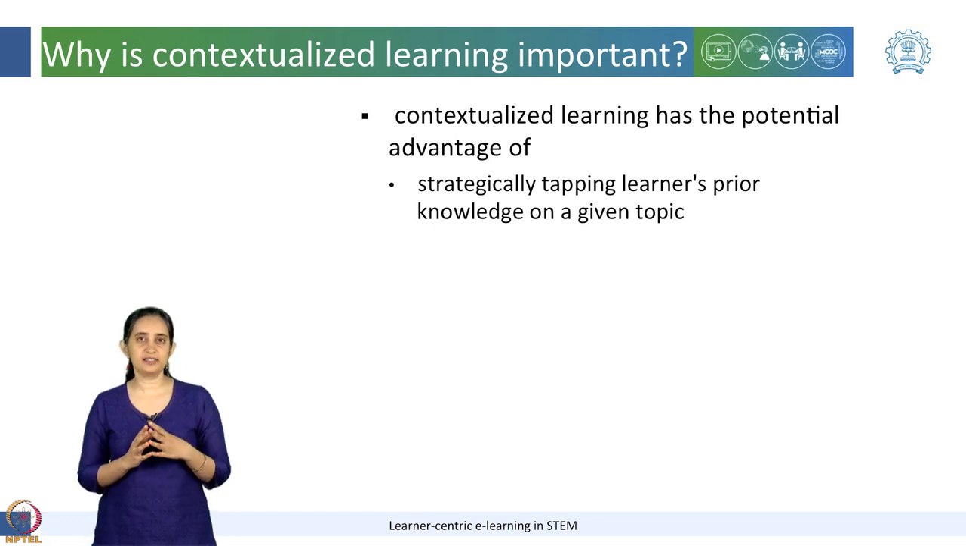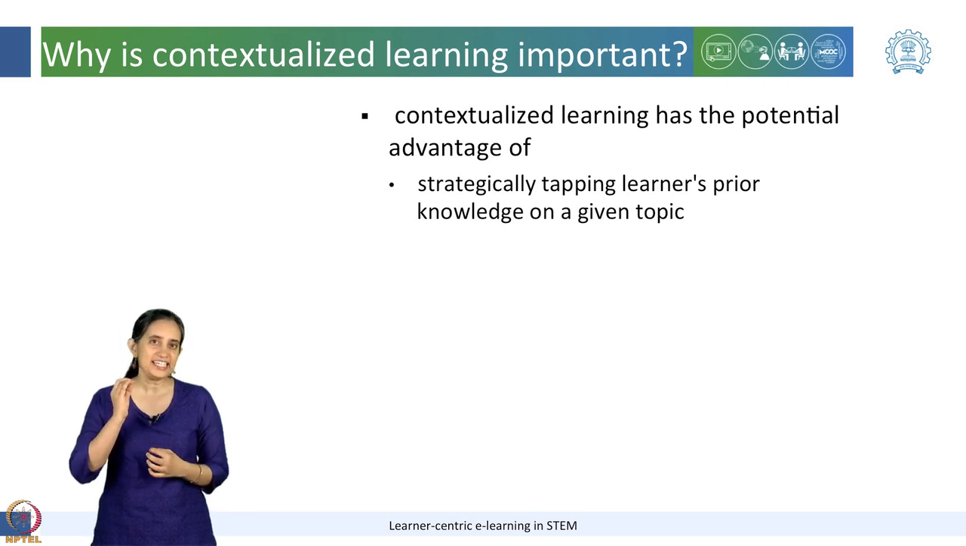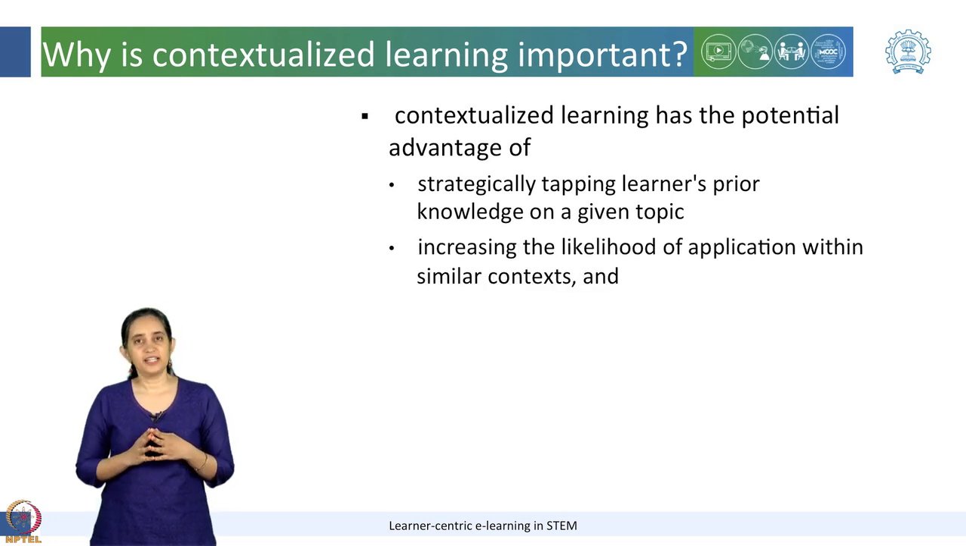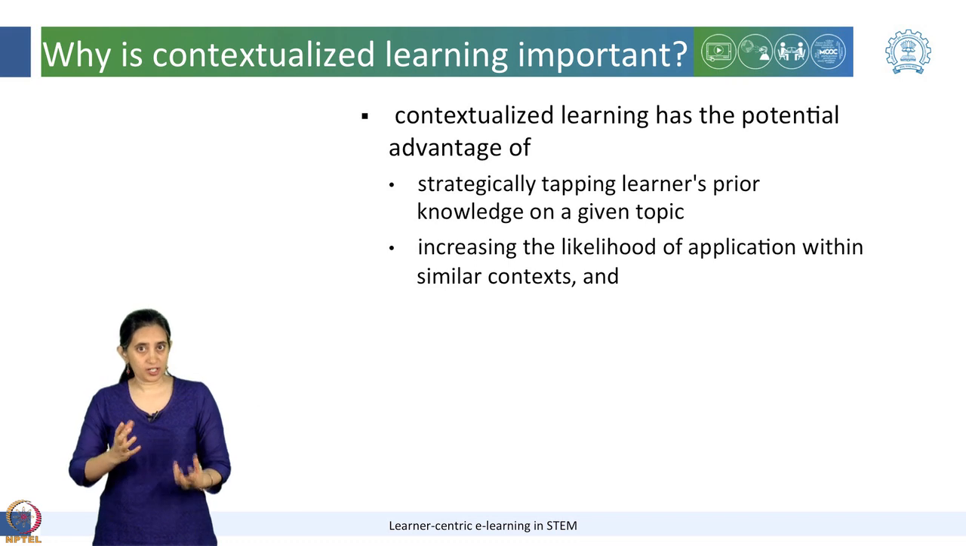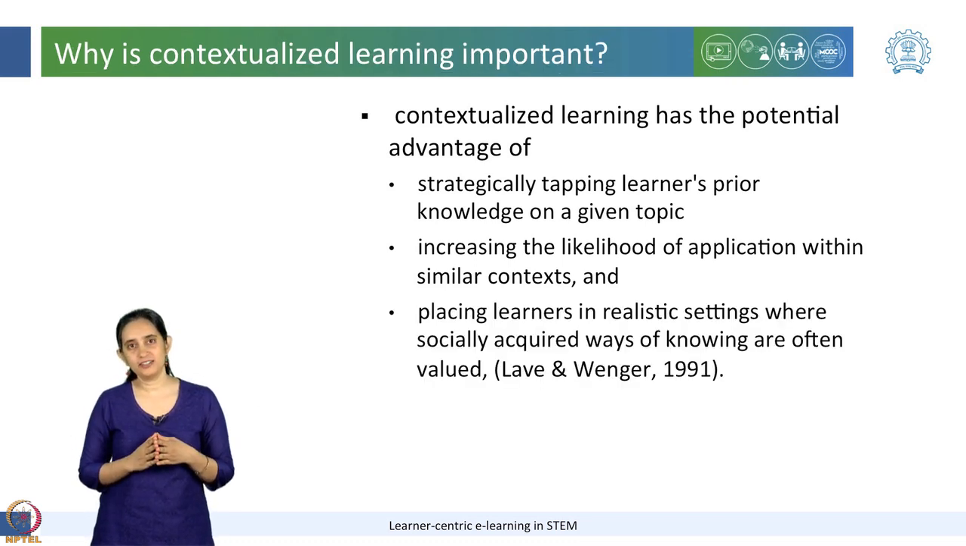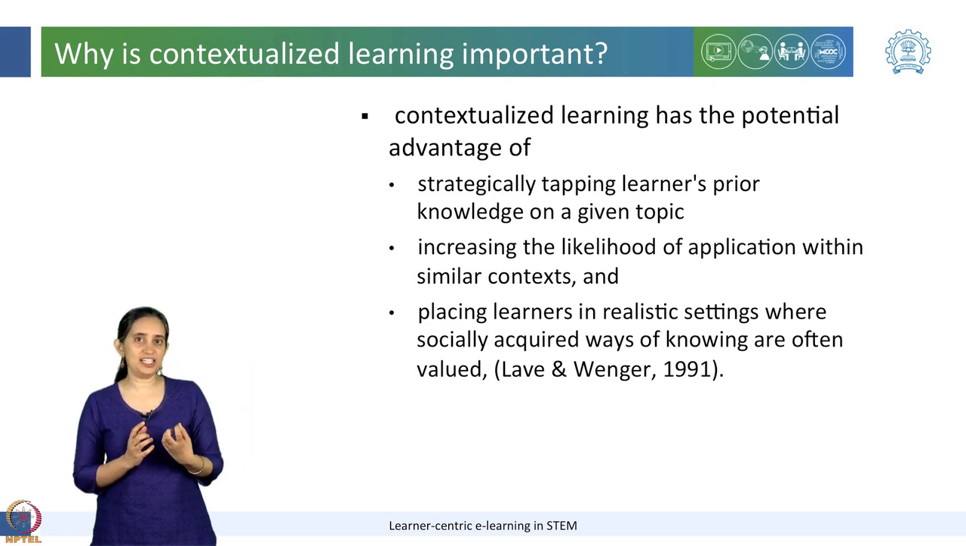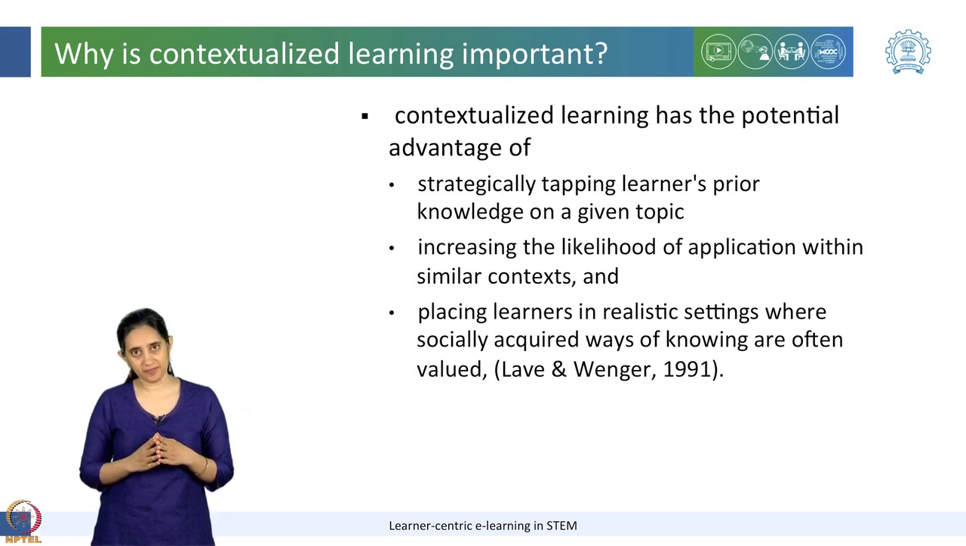Situated and contextualized learning can have the potential advantage to strategically tap learners' prior knowledge on a given topic. It can increase the likelihood that the learner applies their prior knowledge and the current knowledge in a new situation, and it places the learners in realistic settings where the informal socially acquired ways of learning are as valued as the formal knowledge that they learn.